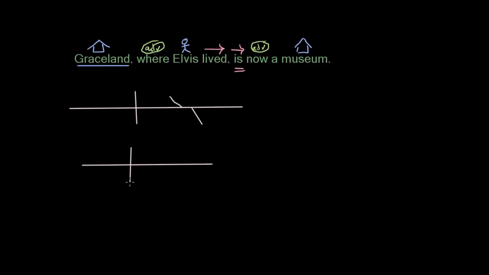And our relative clause, where Elvis lived, and the key word in this clause is the relative adverb, which introduces the clause, and it ties the clause back to the noun that it's modifying, Graceland. So in our main clause, Graceland is the subject. Is the verb, a linking verb, since we have a subject complement. Graceland is museum. We have an article modifier, a museum.